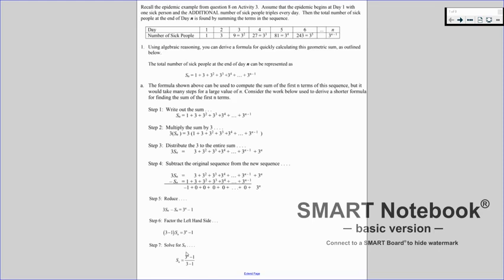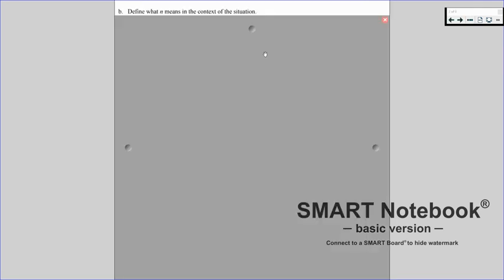We're going to have to generate those steps again on our own a couple of times as we go through this activity. So what do variables represent? So on the next page, it says define what n means in the context of the situation. So in this case, n is the number of days. It's how many terms are being added.